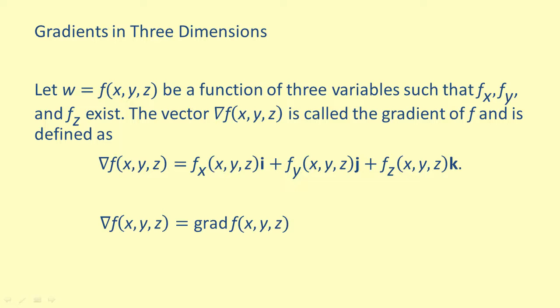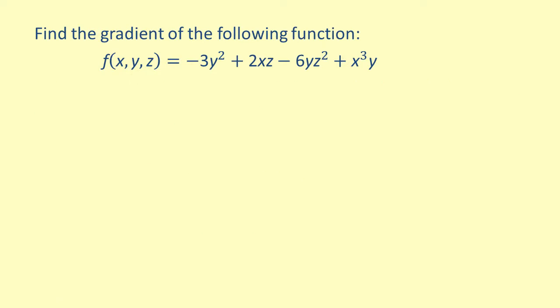We can write the gradient as either del f of x, y, z or grad f of x, y, z. In this problem, we want to find the gradient of the given function. Recall from the definition that our first criterion is that the partial derivatives with respect to x, y, and z must exist. So, we'll first find the partial derivative of f with respect to each variable.